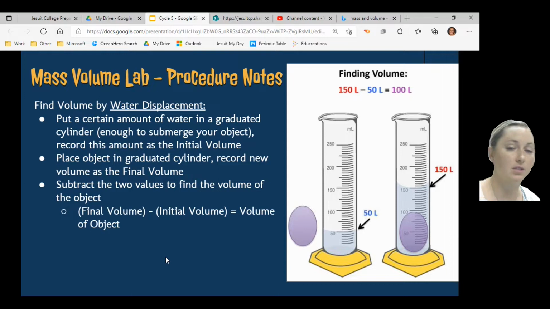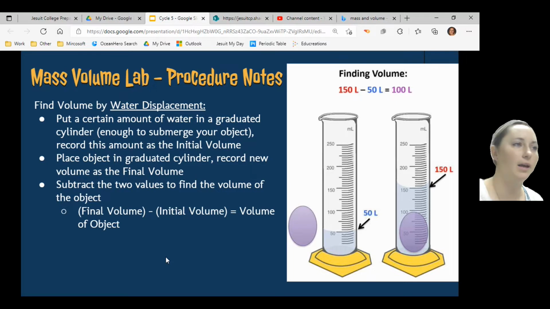So the next thing, I'm just going to take my object, place it into the graduated cylinder, and you should see that the water level actually goes up because that object is displacing some of the water based on the volume that it has. So now, again, flat surface, eye level, I'm going to record that as my final volume.